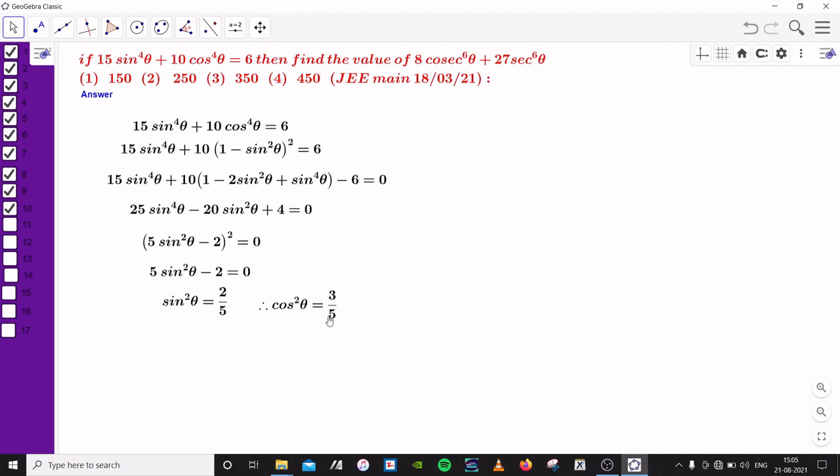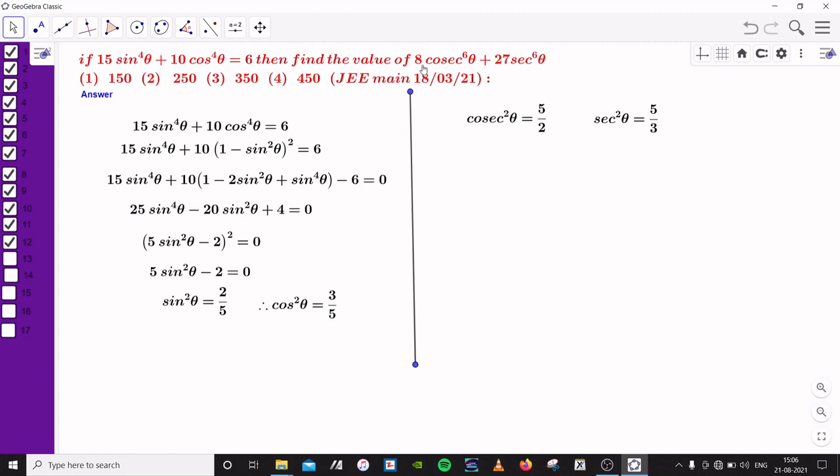2 plus 3 is 5. Then if sin square theta is equal to 2 by 5, clearly cos square theta must be 3 by 5. Now, sin square theta is equal to 2 by 5. Then what is the value of cosec square theta? That is 5 by 2. Similarly, cos square theta equal to 3 by 5. Then sec square theta is equal to 5 by 3. Cosec square theta is equal to 5 by 2, and sec square theta is equal to 5 by 3.